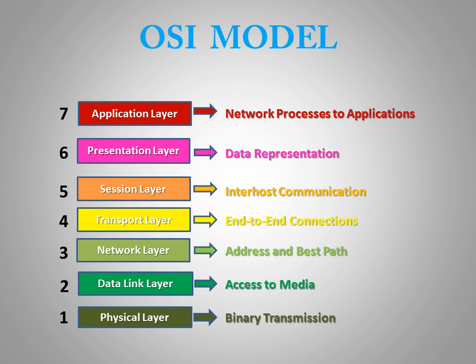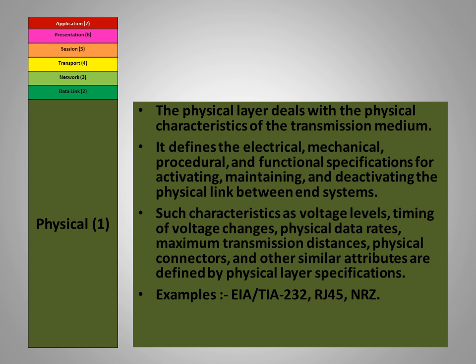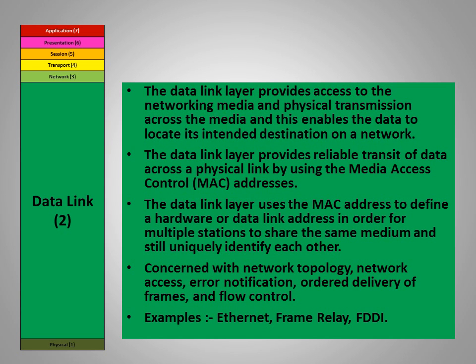So looking at the bottom-up approach, we start with layer 1, the physical layer. The physical layer deals with the physical characteristics of the transmission media, such as the cabling, the voltage, and voltage changes. Examples of this are RJ45 and NRZ. For a network administrator, the first point of troubleshooting should be this bottom-up approach, checking the network cable, and then moving on to layer 2, the data link layer.